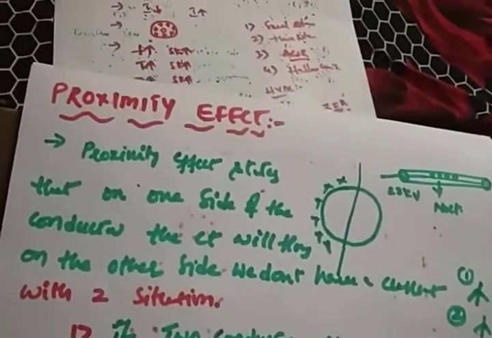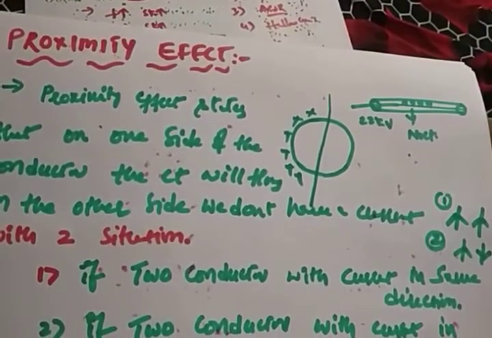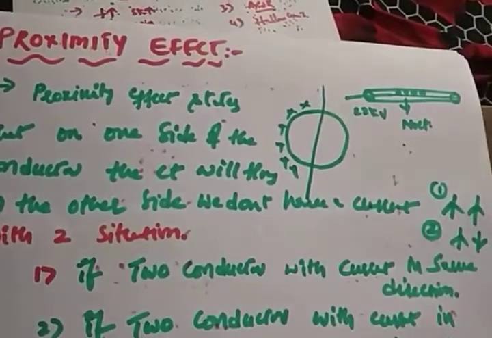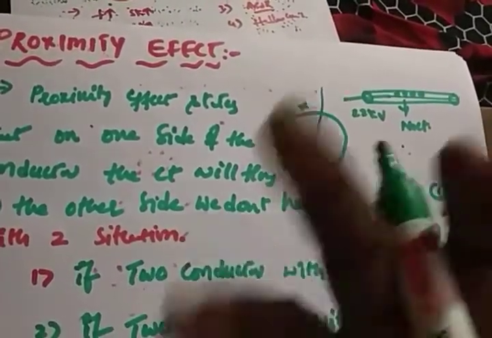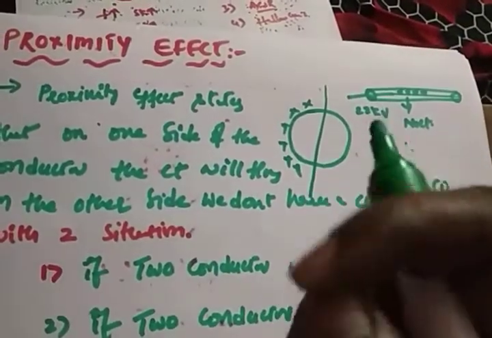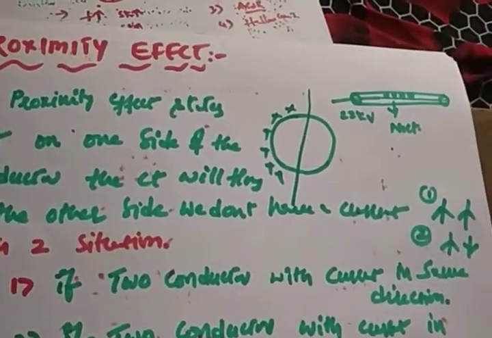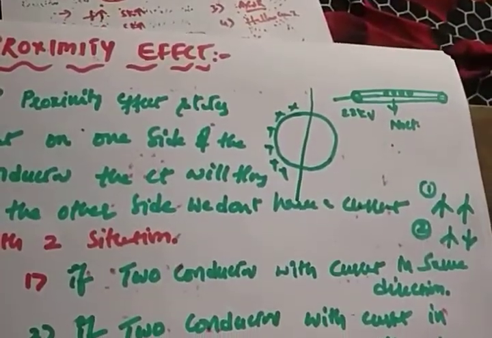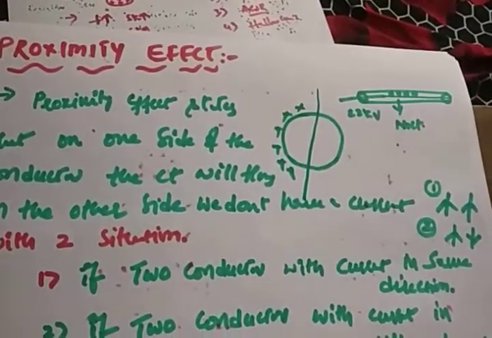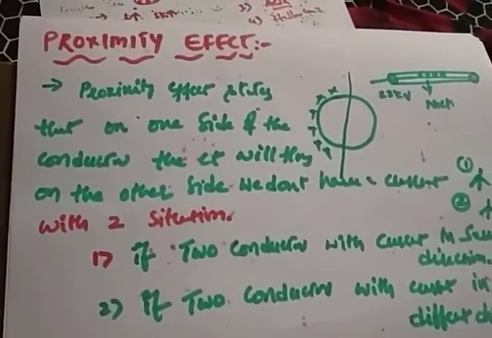I hope you understand what a proximity effect is. Proximity effect means, if you take a conductor, on one side of the conductor the current will flow, and on the other side we don't have a current. This is a drawback. If current is flowing through the conductor, all the conductor material should carry the current. The top of the material carries the current and the bottom does not, which is a drawback in the system. There will be losses present, right? So this phenomenon we call the proximity effect.